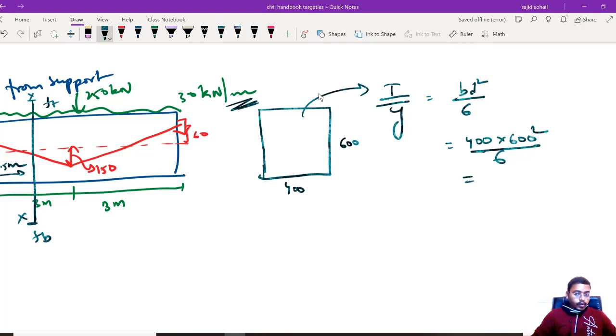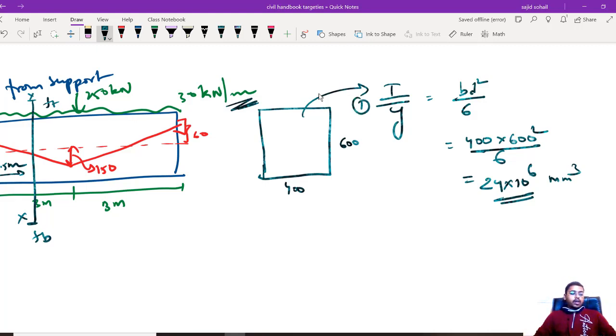400 into 600 square divided by 6. You will be getting 24 into 10 to the power of 6. Okay, 24 into 10 to the power of 6 mm cube. आ रहा है कि नहीं आ रहा है? Well and good. So this is my first step.